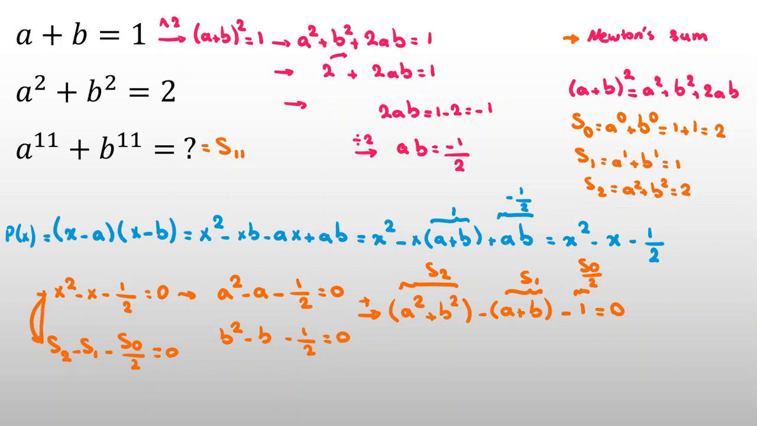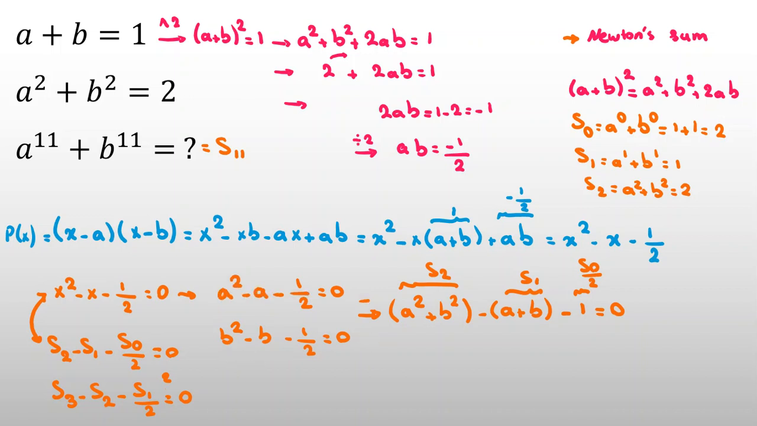S2, the coefficient 1 here, negative 1, negative 1 over 2, it's the same. And you can increase the indices. Meaning, we can prove that S3 minus S2 minus S1 over 2 equals 0. Let's prove this. How?